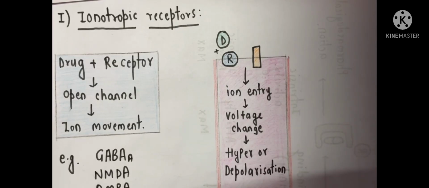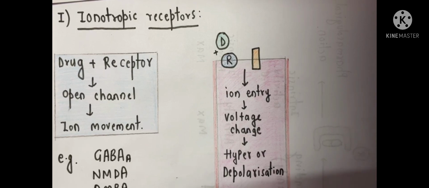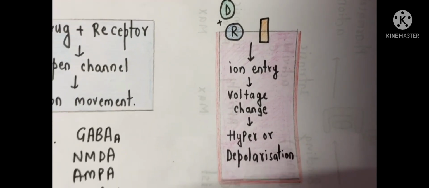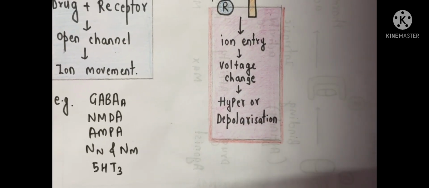Ionotropic receptors. Ionotropic receptors are considered the fastest acting receptors. The events that occur in this receptor are: the drug binds to the receptor, it opens the channel, and there is ion movement inside the cell. This ion movement is very rapid, so they are considered the fastest acting receptors. Examples of such receptors are GABA receptor, NMDA receptor, AMPA receptor, NN and NMDA.